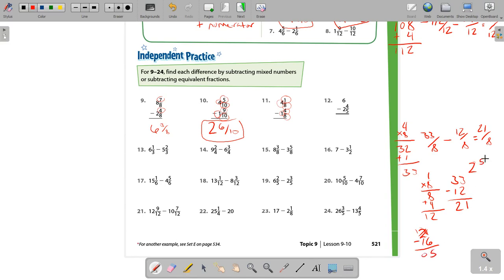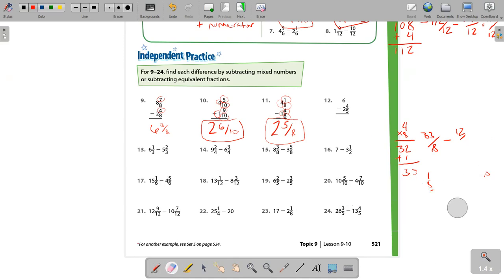Okay, so now you know you're going to put 2 5/8, which means that our answer for 11 is 2 5/8. You've got 2 wholes and 5/8 as your fraction. Okay, let's do just a couple more of these with the slightly more confusing ones that have the whole number.